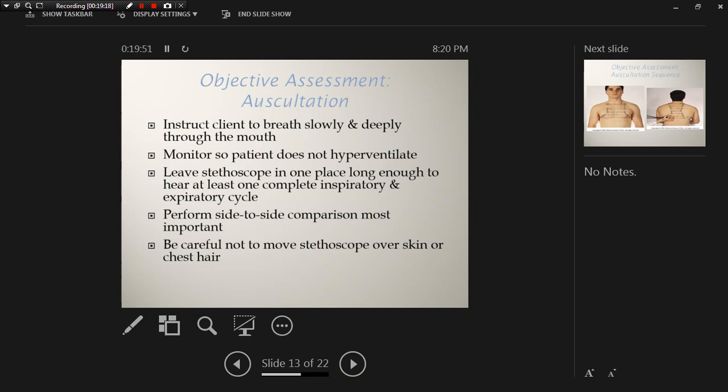In order to get an adequate sound, because you guys are going to be listening to each other and everybody is healthy, make sure the patient breathes in and out deeply and slowly through the mouth. That's the best way to hear, to auscultate. Make sure your patient does not hyperventilate.